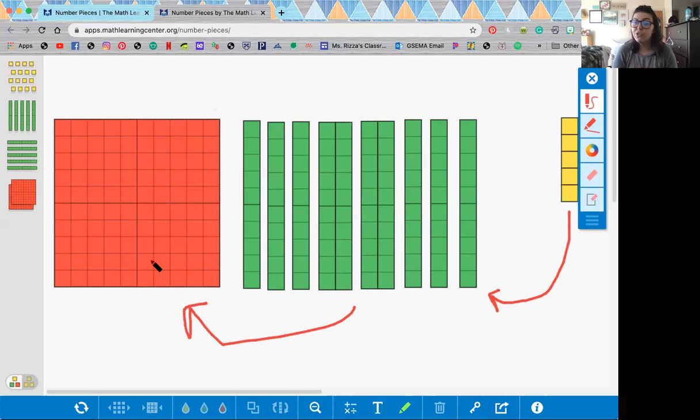Now here's where we get a little tricky. And I'm going to have to clear my board because I'm out of a little bit of space. How many hundreds do you think I trade to get 1,000? How many hundreds are in 1,000? Yeah, it's 10 again. So I'm going to clear my board because I'm running a little bit low on space here.